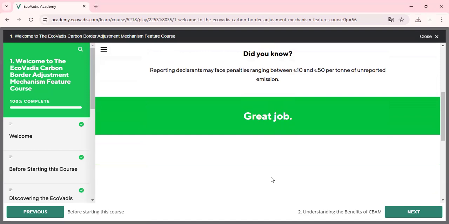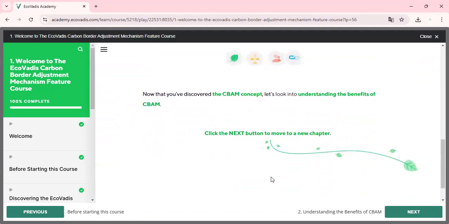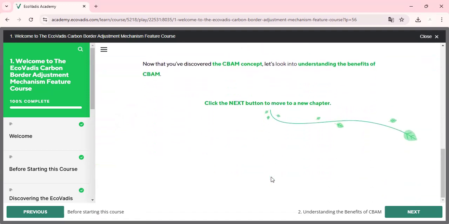What's next? Great job! Now that you've discovered the CBAM concept, let's look into understanding the benefits of CBAM.